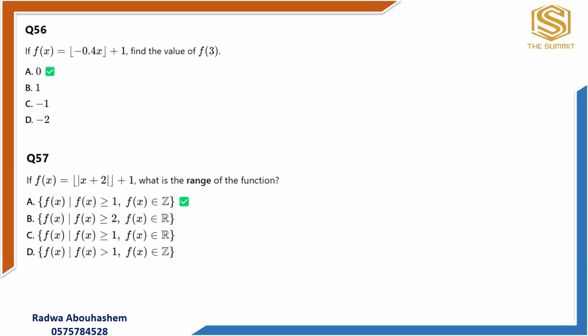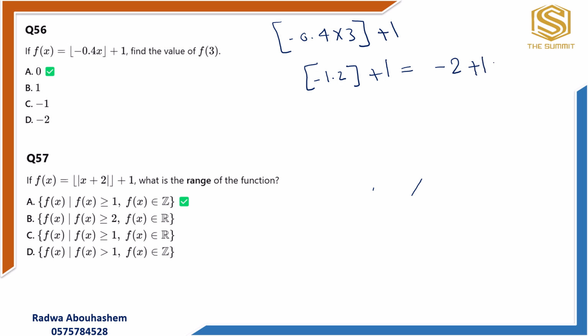The function f of x equals the greatest integer of negative 0.4 times x plus 1. Find the value of function f of 3. Let me substitute first. So negative 0.4 times 3 plus 1 gives me negative 1.2 plus 1. And of course, the greatest integer means less than or equal, and it has to be an integer. So what is the integer less than negative 1.2? It's negative 2. So negative 2 plus 1 gives me negative 1. So the answer is negative 1.